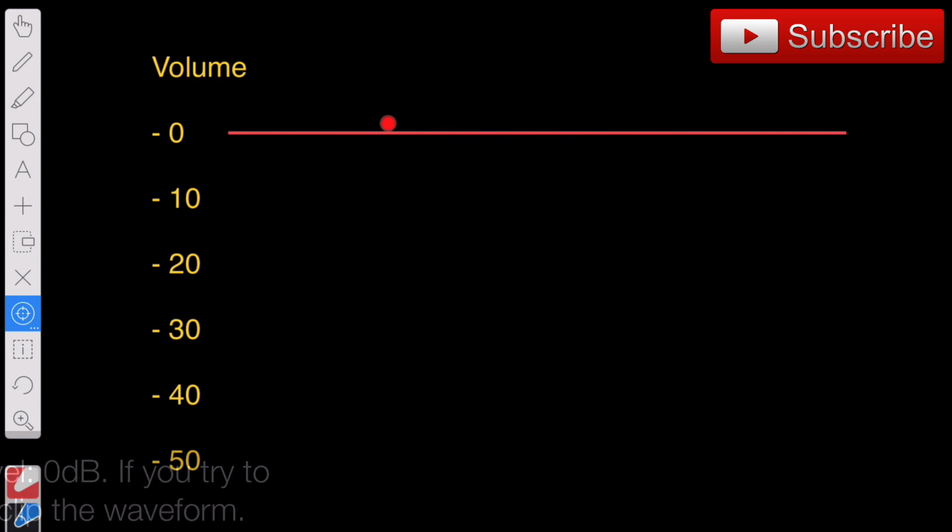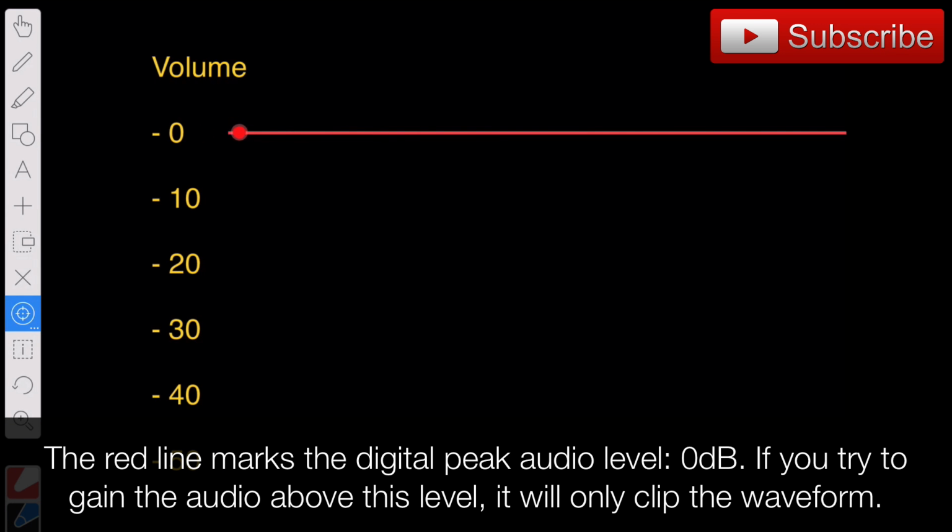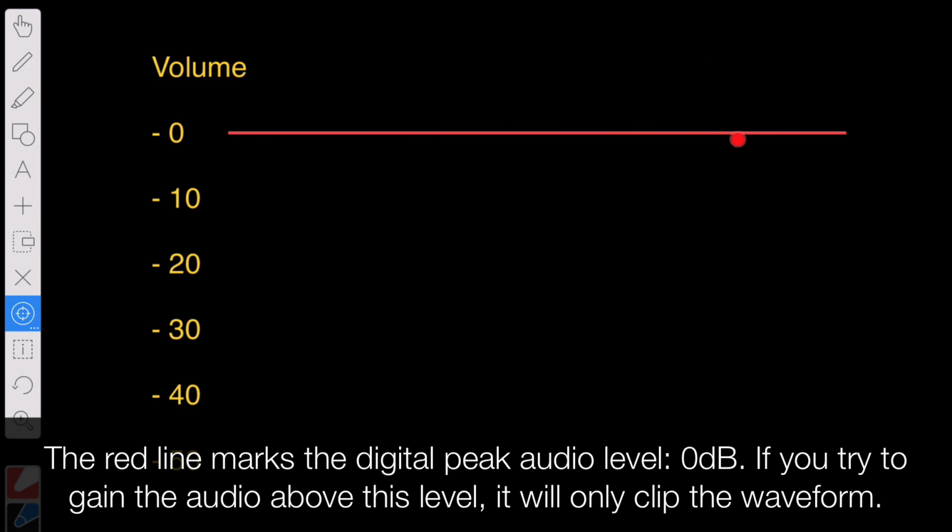Here I have drawn the digital audio scale with a peak at -0 decibel, and the lower it goes, the more negative the values are. I have also marked with a red line the absolute peak value. No audio goes above this. This is where audio is clipped in the digital audio scale, which is 0 decibel.